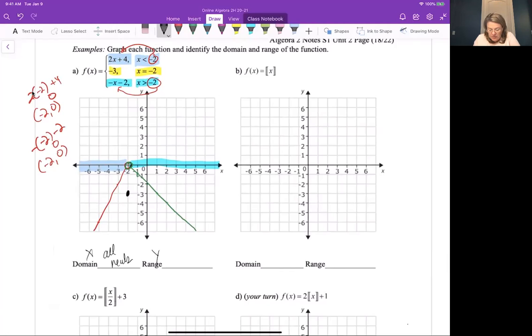Then I will notice that my y values that are possible are only approaching negative infinity and go all the way up to a maximum of 0, but doesn't include 0. So y is less than 0.